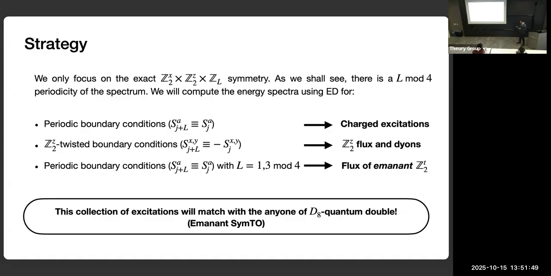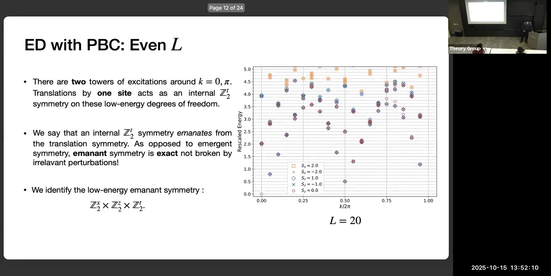It turns out that the ED spectrum of this lattice Hamiltonian has some fourfold periodicity with the system size. And then you'll see why that appears. And then there's a difference between even and odd number of unit cells. And that I will interpret as the flux of some emanant Z2 translation symmetry. Okay, let me just first show the data with even L and then try to motivate why there's this emanant Z2 translation symmetry.